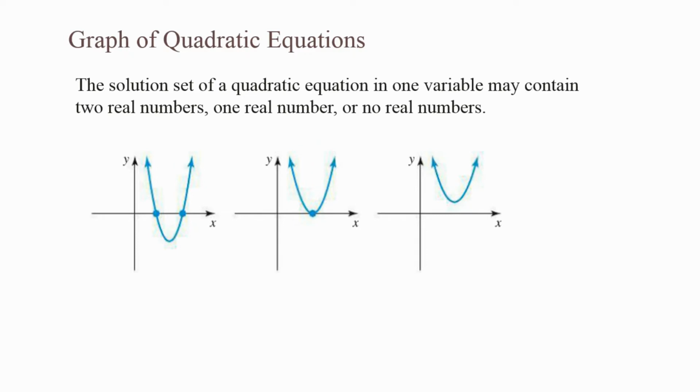Graph of quadratic equations. The solution set of a quadratic equation in one variable may contain two real numbers, so the parabola will cross the x-axis twice, one real number, so the parabola will cross the x-axis once, or no real numbers. The parabola will not cross the x-axis at all.